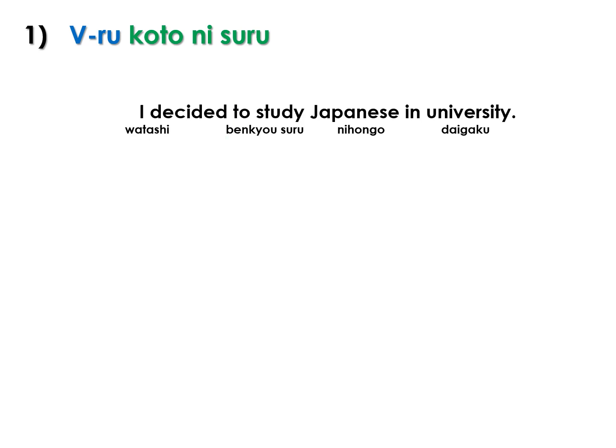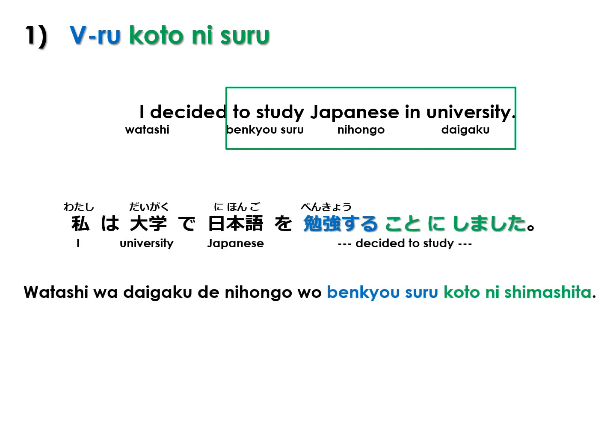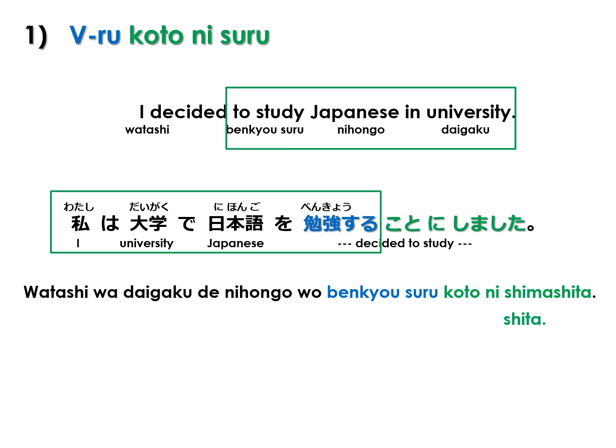I decided to study Japanese in university. We nominalize to study Japanese in university. Translation. Watashi wa daigaku de nihongo wo benkyou suru koto ni shimashita. And here's what we nominalized. Watashi wa daigaku de nihongo wo benkyou suru. And I'm using the formal style. Koto ni shimashita. You can also use the plain style. Watashi wa daigaku de nihongo wo benkyou suru koto ni shita.